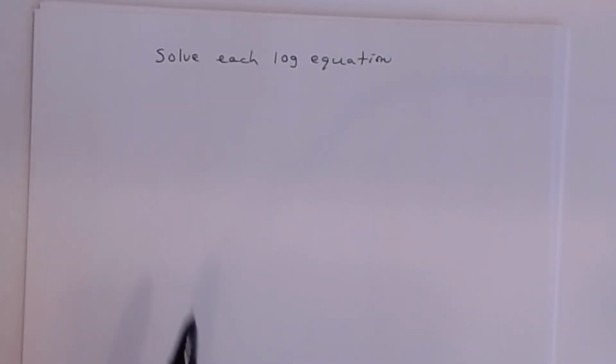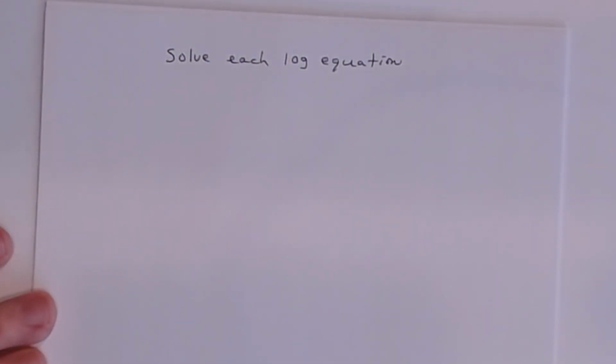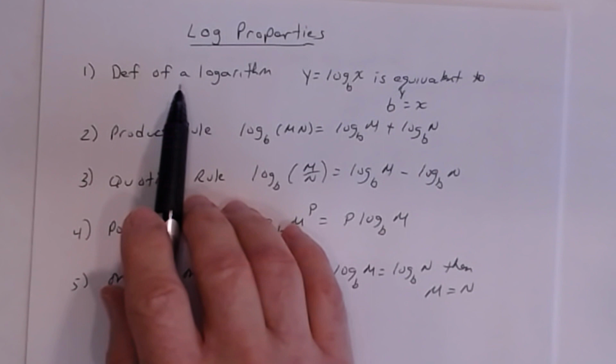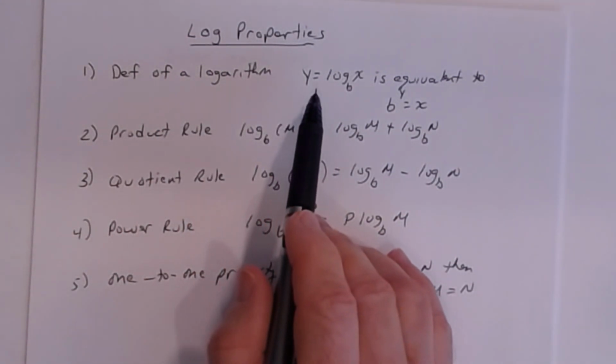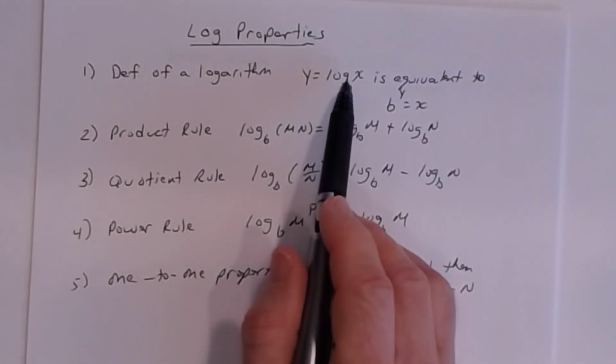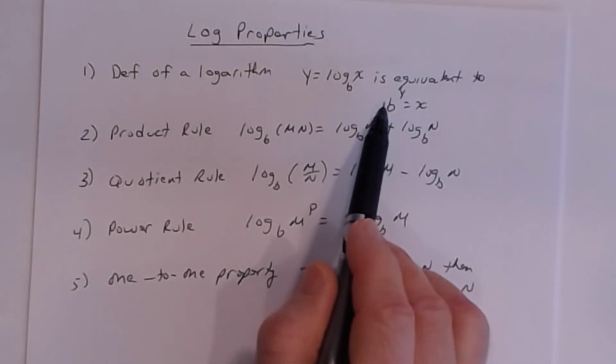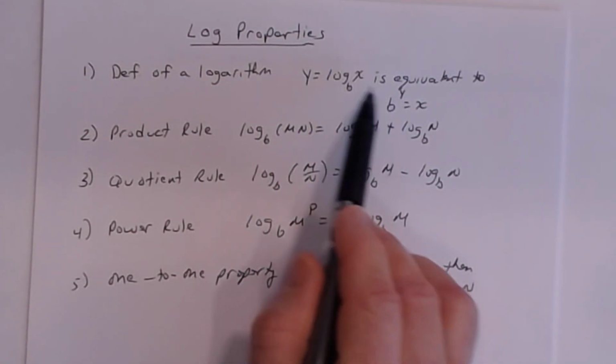Okay, so this is where we're going to start looking at some examples on solving a log equation. And these are the properties we're going to use. So remember, one of the things that you learned in a previous topic, probably last week, was that you can always change a log equation to an exponential, and vice versa.